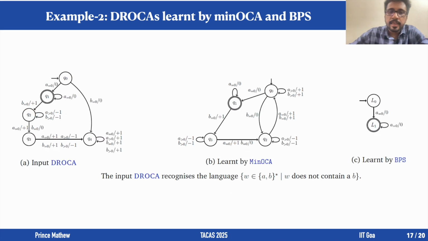Not necessarily. Something like this could happen. So this is the input DROCA. The language is essentially a regular language. It accepts all words that do not contain a B. However, it does some random counter actions in the process. So MinOCA will also try to mimic this counter action and will learn a minimal counter-synchronous DROCA with respect to the teacher, and will end up learning this DROCA. Whereas BPS might just learn the language, recognize that it is regular and then just learn this language. So this is smaller with respect to the input, but this is still the minimal counter-synchronous with respect to the input.